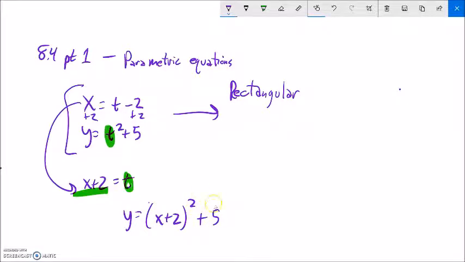And just like last time, you can leave it in this form if you like. This is a nice form, actually, because it's in that vertex form. I know I have a parabola with a vertex at negative 2, 5. You can multiply it out, too. If I square x plus 2, it's x squared plus 4x plus 4. Combine those up.